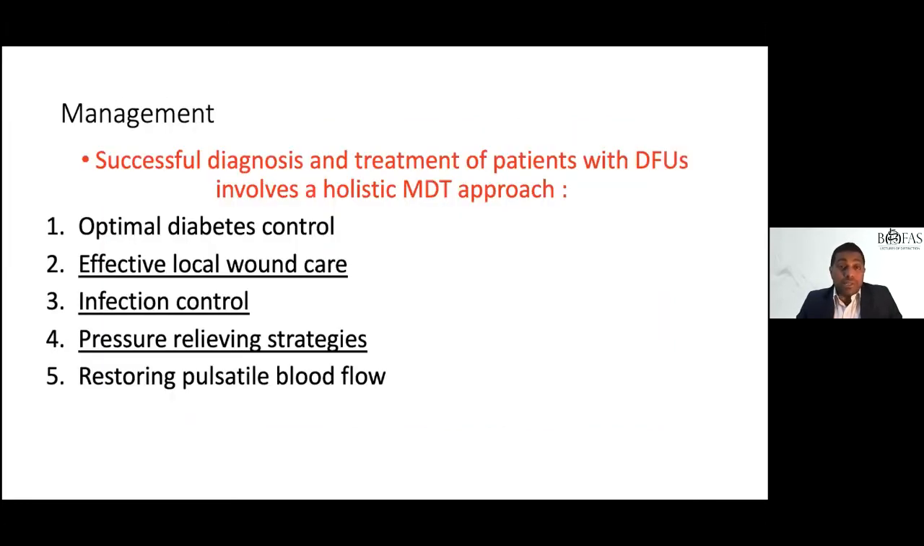Now, the management of these ulcers requires a holistic approach. I'm an orthopedic surgeon, but I think my role in this is fairly limited compared to the people I work with and the wider team. It requires a holistic MDT approach.